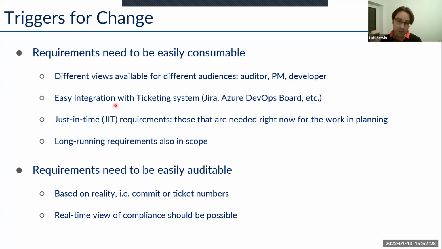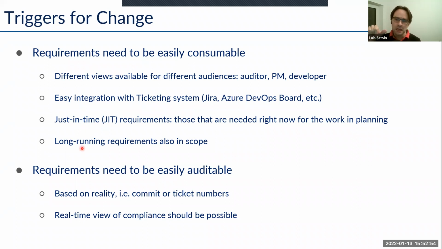We want to integrate with a ticketing system, Jira, Azure DevOps board, whatever you're using, right? And the best would be to get just-in-time requirements. Just like the automotive industry has just-in-time delivery of the things they need when they need them at the factory, why can't we have just-in-time requirements? What do I need? And then I get it.